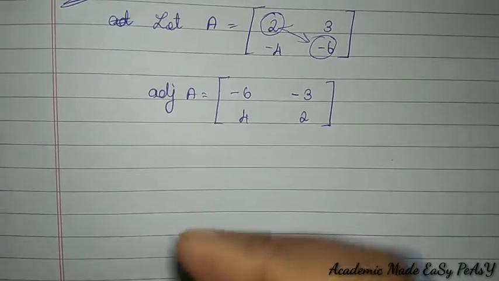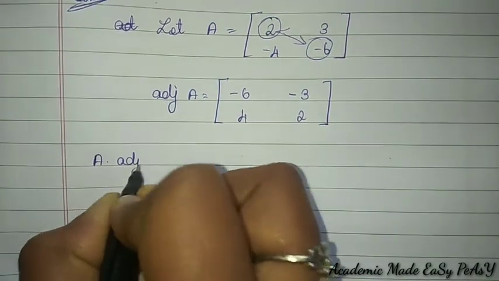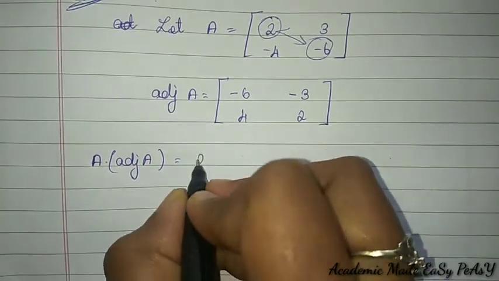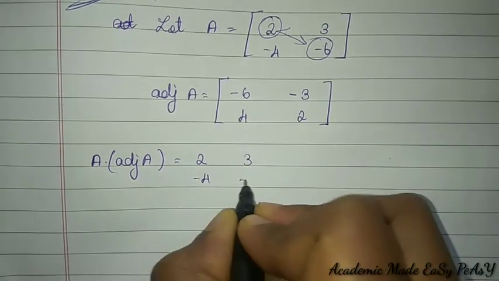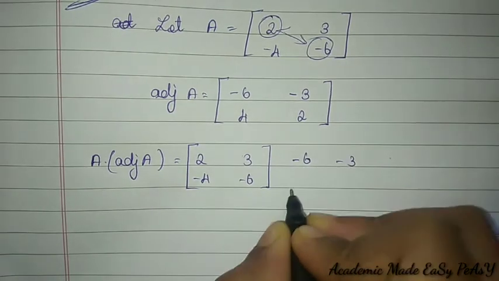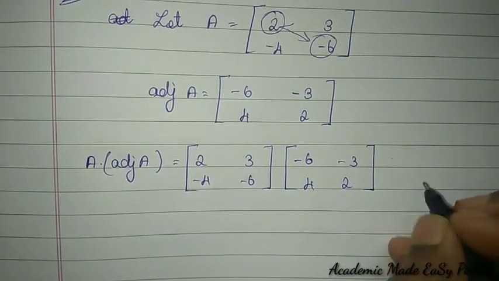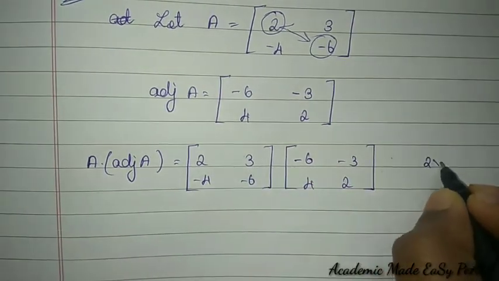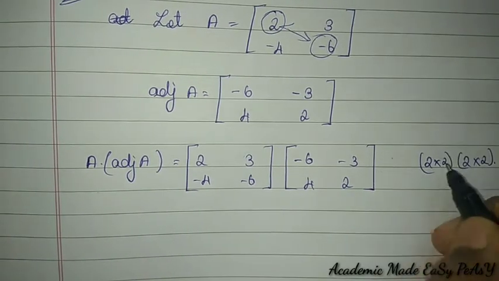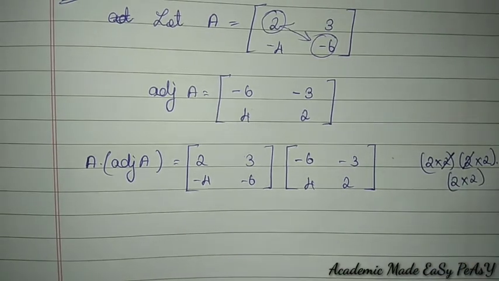Now let's find matrix A into adjoint of A. What is matrix A? 2 3 minus 4 minus 6. And what is adjoint of A? Minus 6 minus 3 4 2. Now we will be multiplying. Let me see the order. This is of the order 2 by 2, and my second matrix is also of the order 2 by 2. So I will be cancelling out these two, and 2 by 2 is the final matrix order.